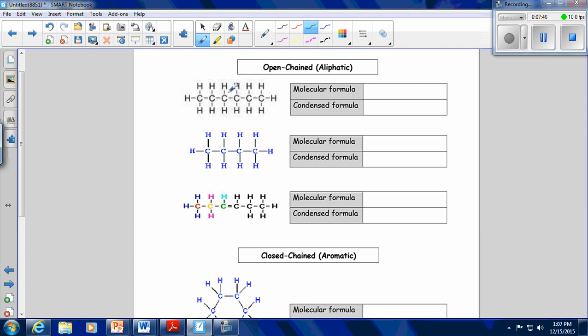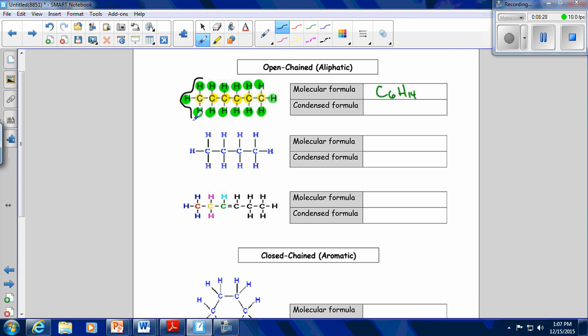All right, if we're looking at the molecular formula first, what you want to do is count up the number of carbon atoms: 4, 5, 6. So we have C6. And then you're going to go ahead and count up the number of hydrogen atoms: 1, 2, 3, 4, 5, 6, 7, 8, 9, 10, 11, 12, 13, 14. So we'll finish our chemical formula. We have C6H14.